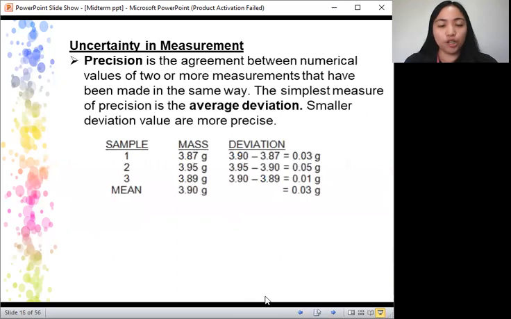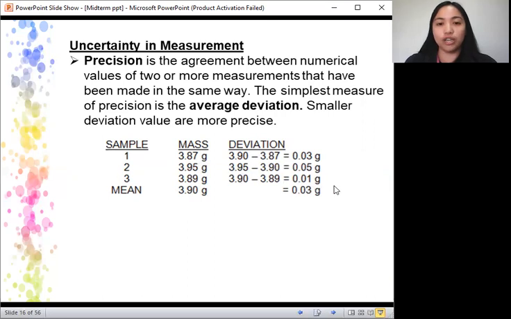The smaller the deviation value, the more precise. For example, you have data obtained for 3 trials. You get the mean. Then, to get the deviation, you subtract the mean from your data, but it should not be negative. Then you get the mean of your deviations. If you compare it with other data, and your deviation for this data is smaller, then you are more precise.